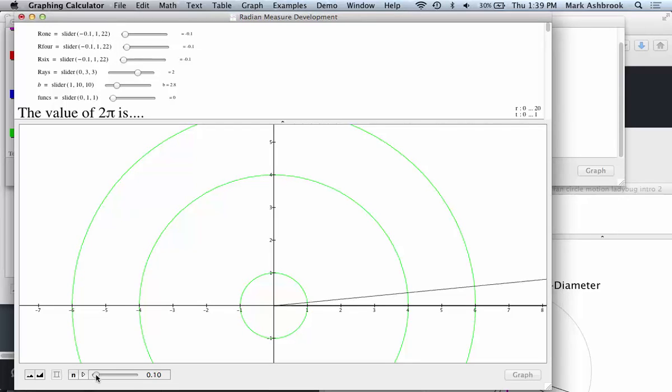So we think about sweeping an angle counterclockwise from the 3 o'clock position. And we're talking about now measuring the openness of that angle. Measuring the openness of that angle.